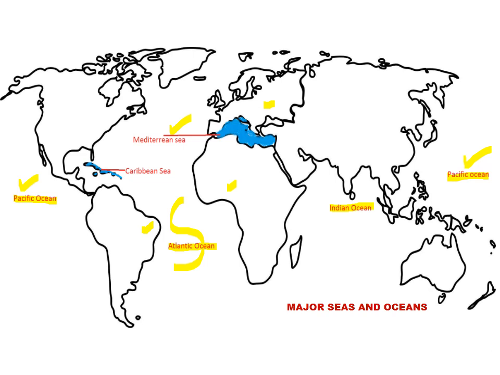And then the Caribbean Sea is located between North America and South America. So between North America and South America, as you can see, this blue portion is the Caribbean Sea. So this is the first map of geography, where you have to locate the seas and oceans.